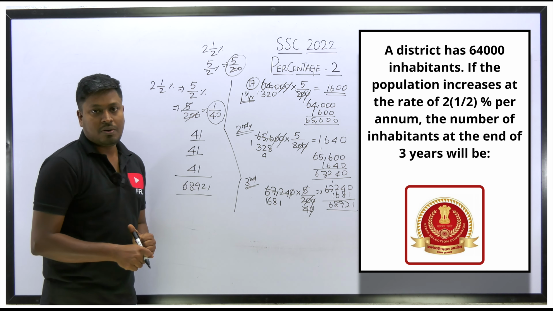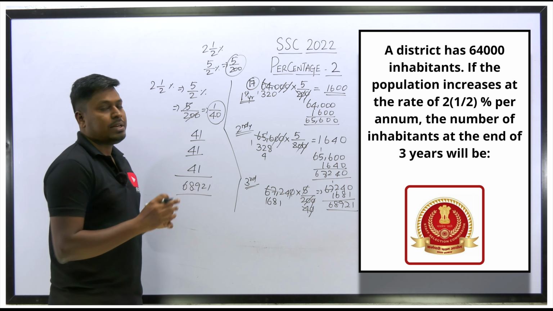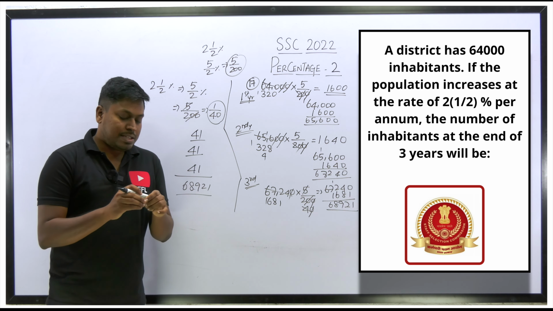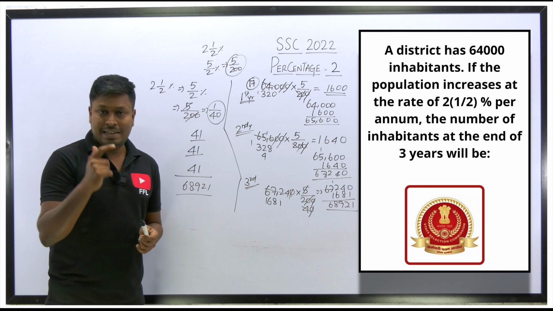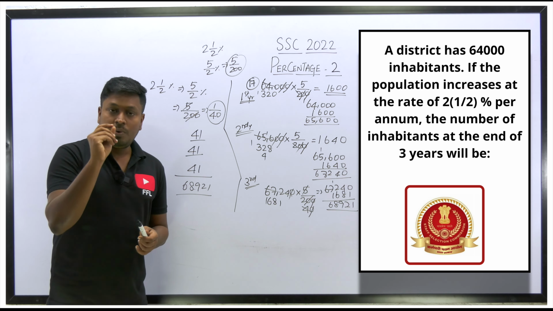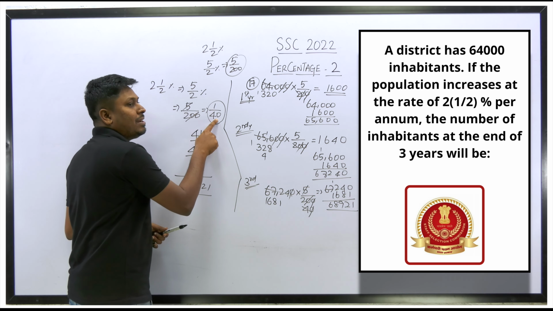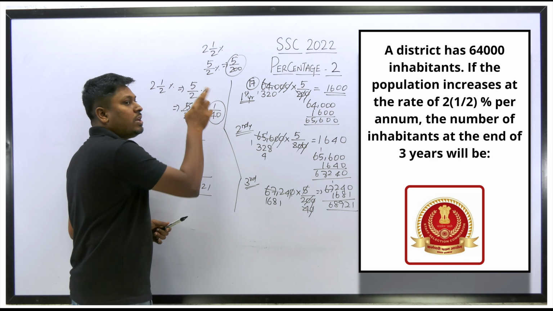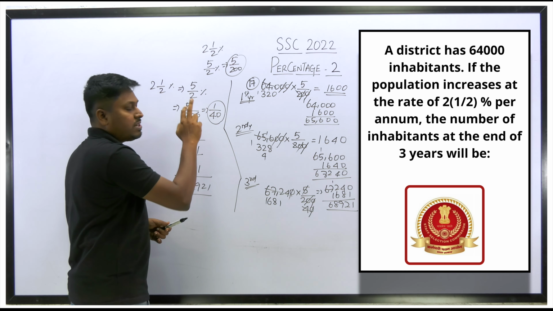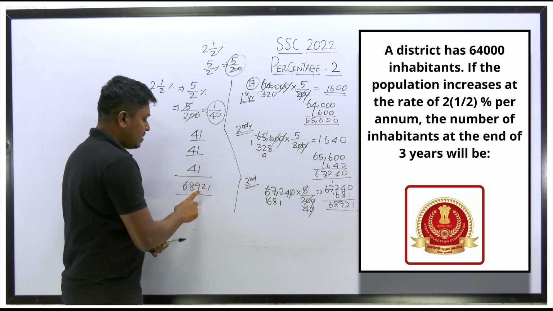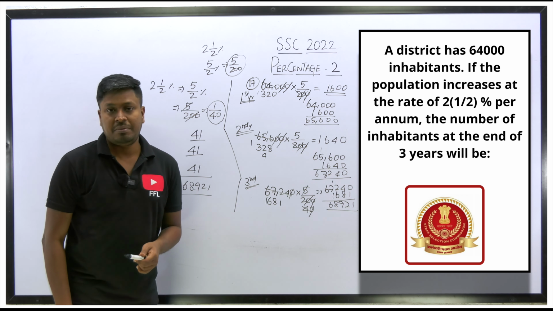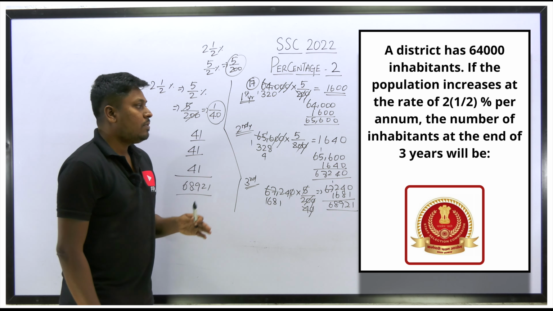Understood or not, right? What they are saying is this 2 1 by 2 percentage increase is one part out of the total, one part has been increased. So out of 40, if one part has been increased, we can consider it as 41. So 41 will be the first year final population. So 41, 41, 41, 3 times, 68,921. So this will be the answer for this question.